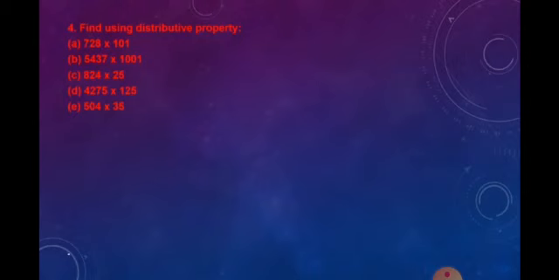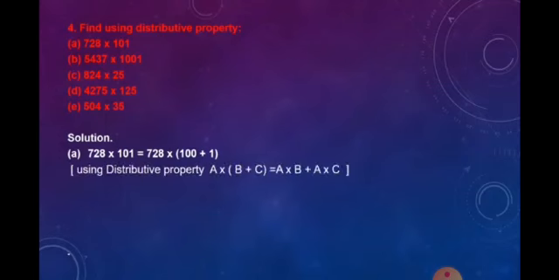Question number 4. Find using distributive property. First part, 728 multiplied by 101. Now 101 can be written as 100 plus 1. Now using the distributive property, A multiplied by the bracket B plus C is equal to A multiplied by B plus A multiplied by C, which is equal to 728 multiplied by 100 plus 728 multiplied by 1, which is equal to 72,800 plus 728, which is equal to 73,528.